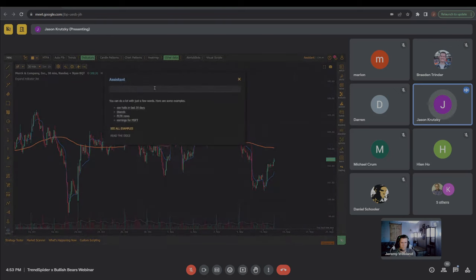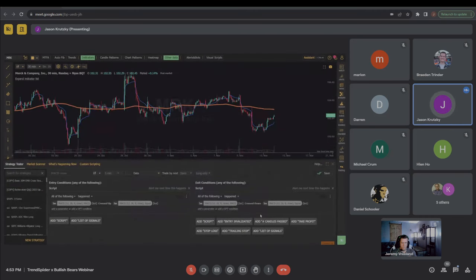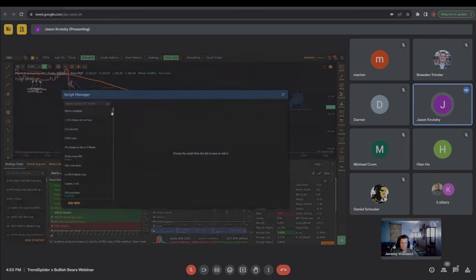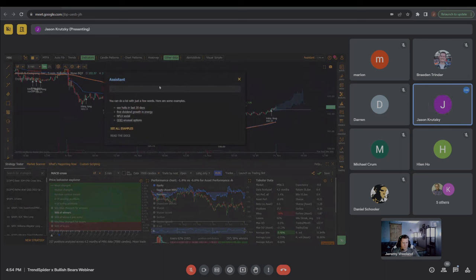You can do lots of different things with the assistant, or rather from the assistant. So you want to test a MACD cross on Apple. Type in test MACD cross, select test MACD cross strategy for the current symbol. And it opens up the strategy tester with the MACD cross conditions in it and runs the test. So you can instantly see that. Now, again, assistant works with our visual scripts, of which there are about 800 of these things for just about every condition that you can think of, for every major chart pattern and every major indicator that you can think of. So if you have an idea that you want to test, or you want to scan, or you want to create an alert on something, whatever it may be, you can utilize the assistant.